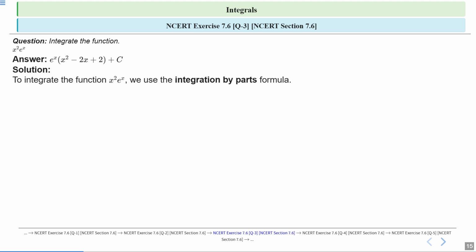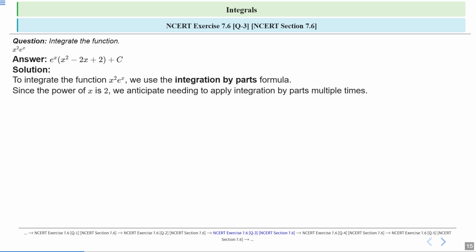Let's go to the solution. By using by parts, we just break the given integral into smaller parts of integration so that we can integrate directly. So now we have to integrate x square into e^x. So we use the integration by parts formula.